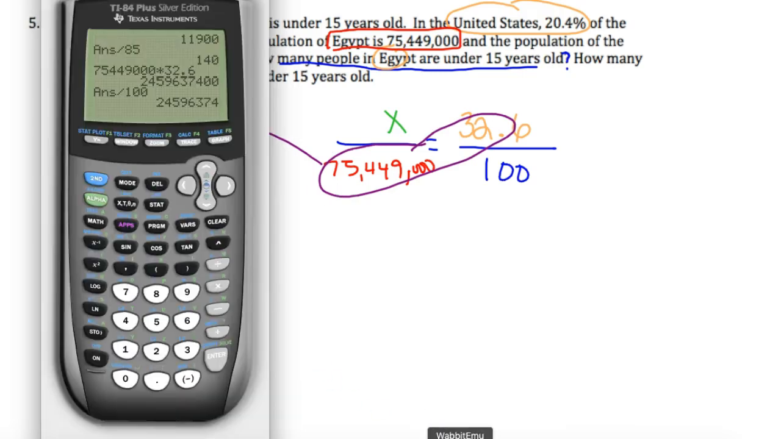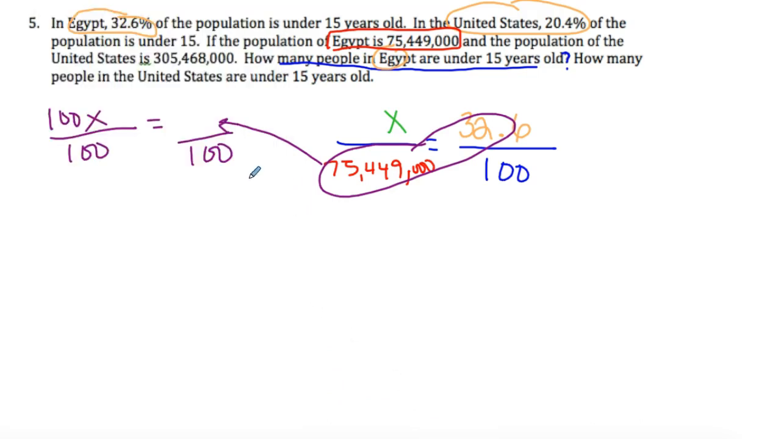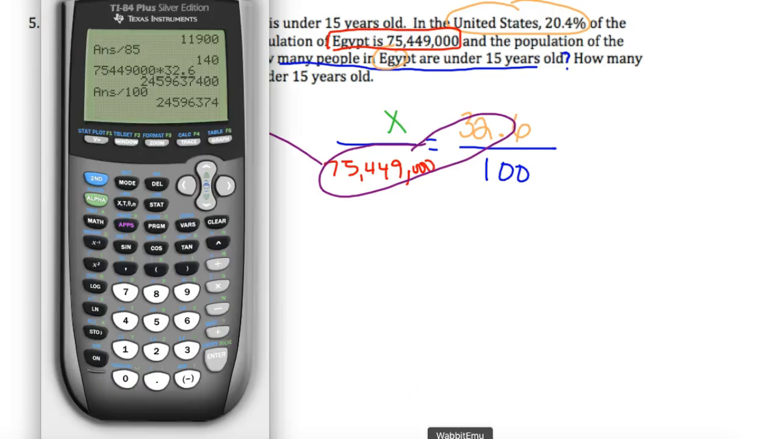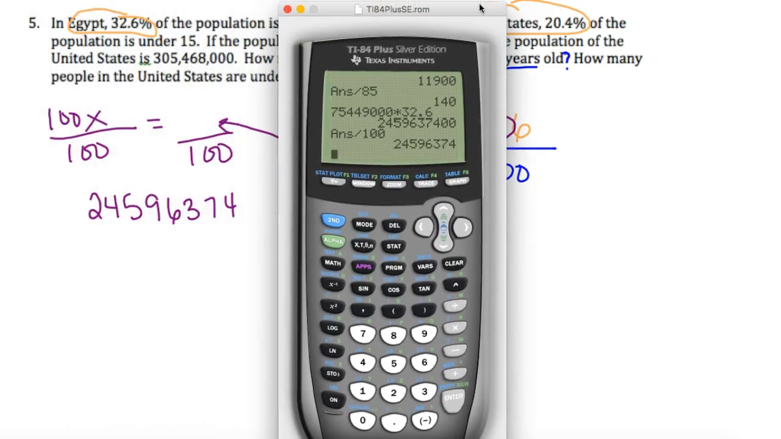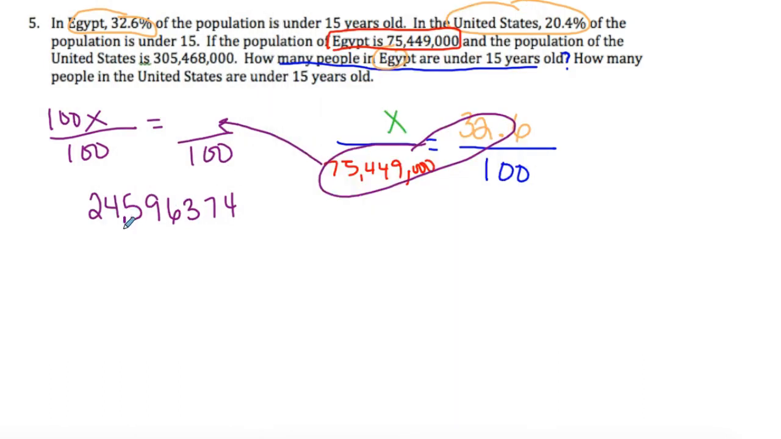I'm going to have to look at this. 24,596,374. I'm going to go ahead and check that real quick. Perfect. So if I look at where we're at, I get 24,596,374 people. And if we think about it, does that make sense?